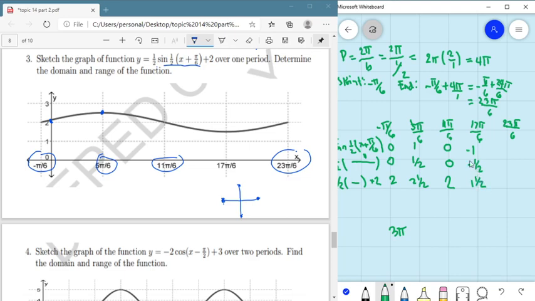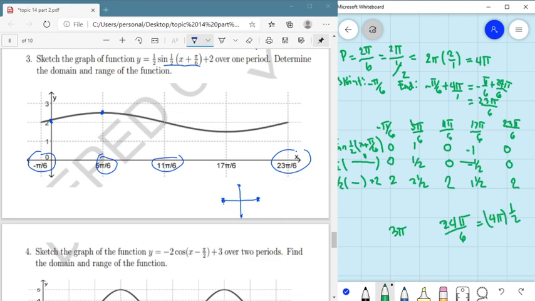And then, lastly, we have 23 pi over 6 plus pi over 6, that will be 24 pi over 6. 24 pi over 6 would be 4 pi. And times 1/2, the answer is 2 pi. Let's go back here. So we have 0, 0, and 2.